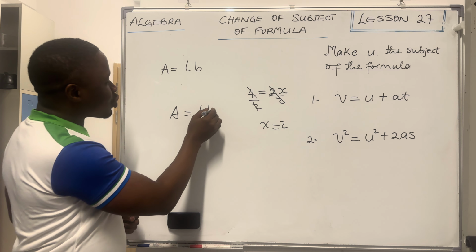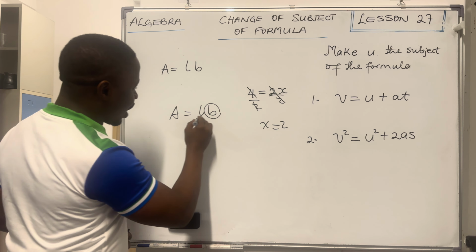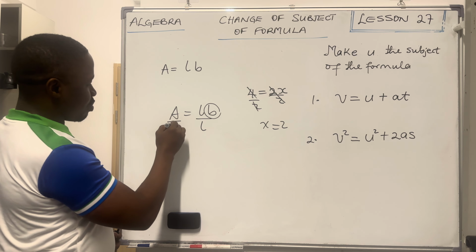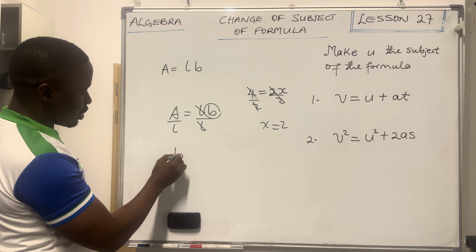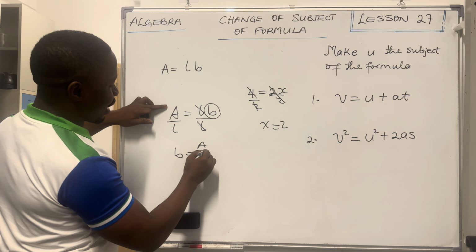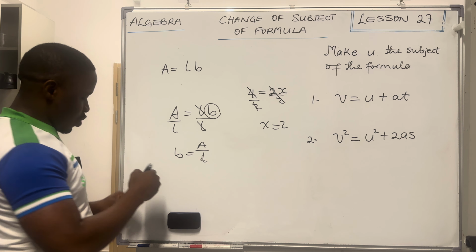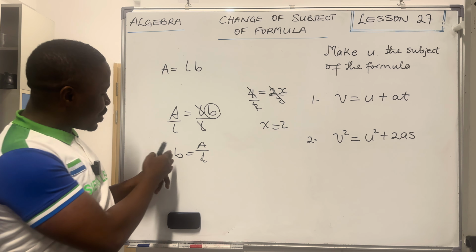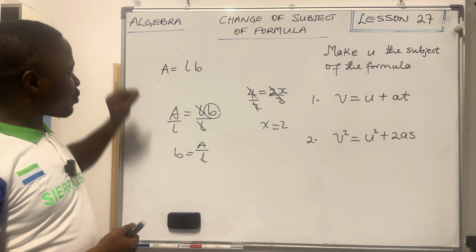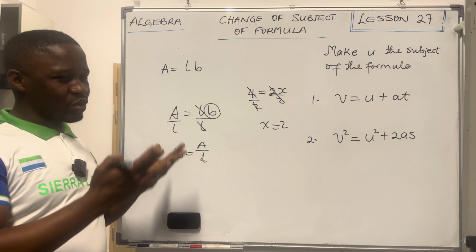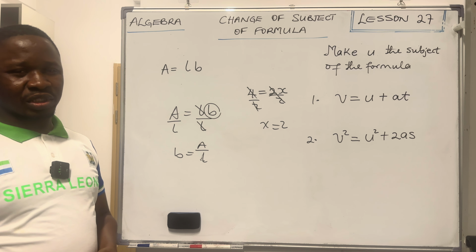So if we want to make B the subject, it's very simple. Divide both sides by L. So B stands alone. This is A over L. So what do you see now? Is it not B the subject now? Yes. We have changed the subject from A to B. This is what change of subject of formula is all about.